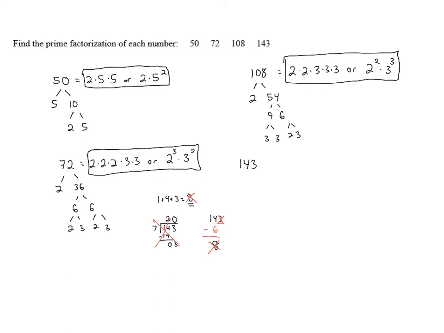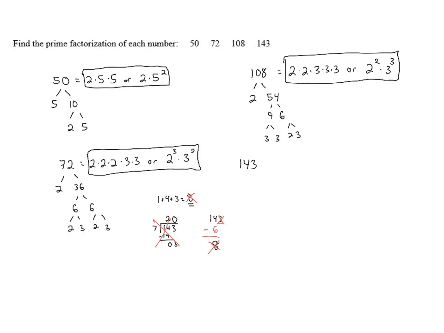All right, so it's not divisible by 2, 3, 4, 5, 6, 7. We know it's not going to be divisible by 8, 9, or 10, because if it was divisible by 8, we would have already seen that it was divisible by 2. If it's divisible by 9, we would have already seen it's divisible by 3. If it's divisible by 10, we would have already seen it's divisible by 5.